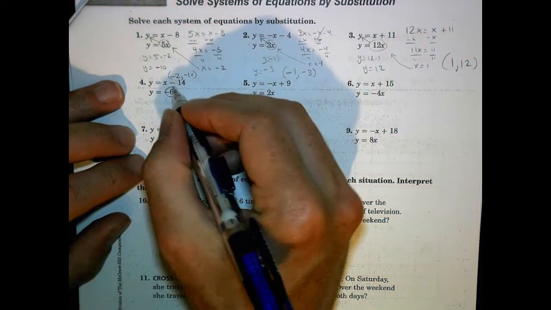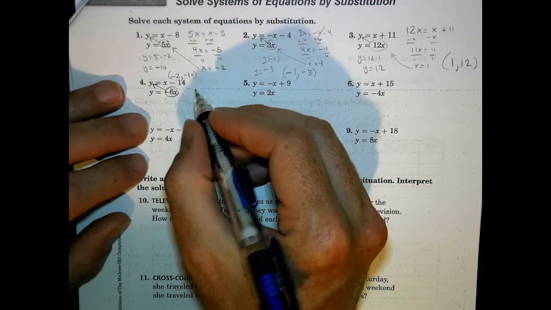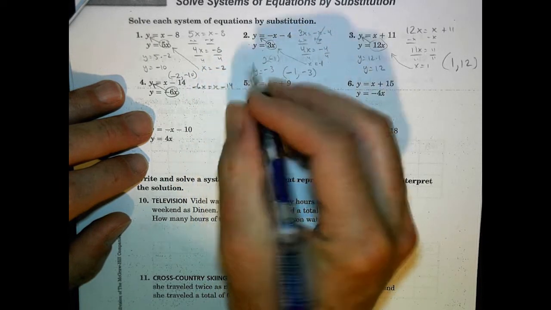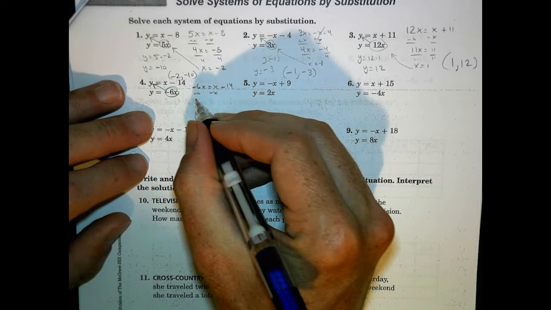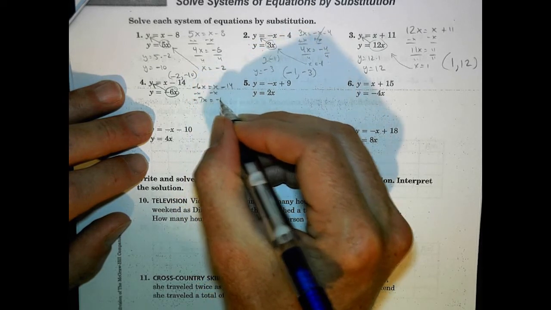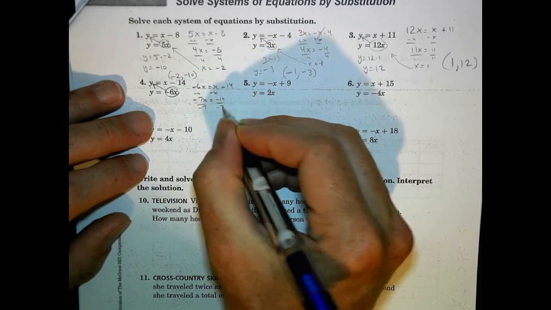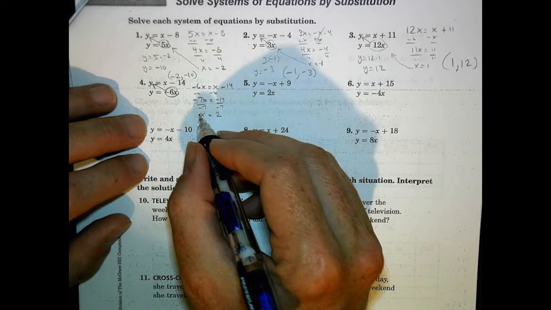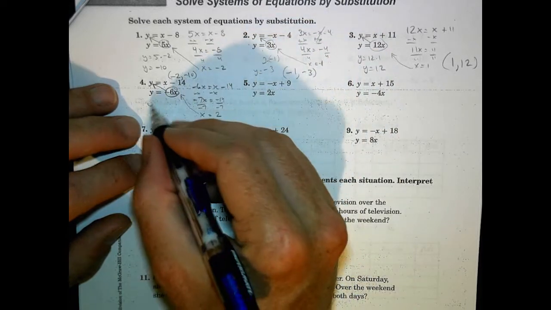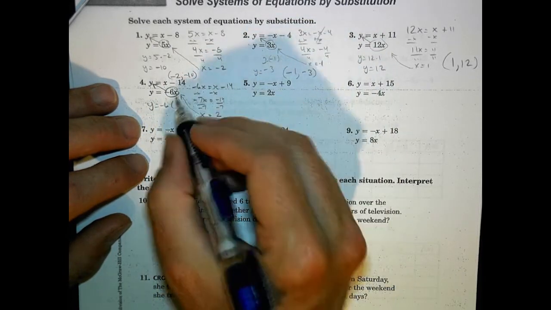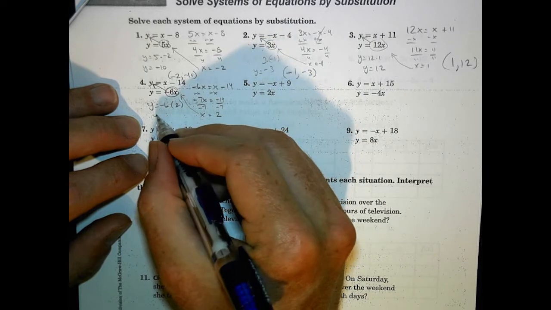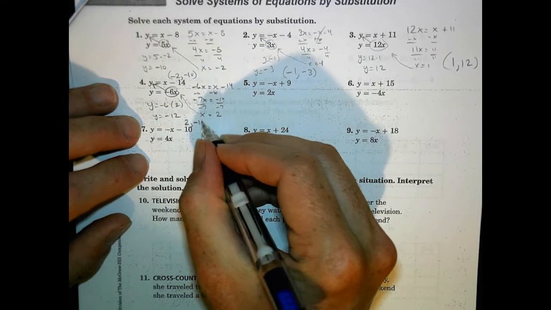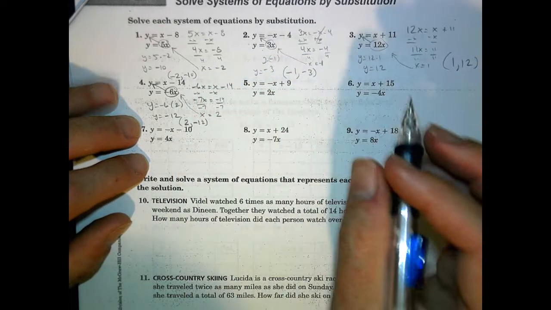Number 4, we're going to plug negative 6x into right here. And we have negative 6x equals x minus 14. Going to subtract x from both sides, so negative 7x equals negative 14. Divide both sides by negative 7, and x equals a positive 2. We'll plug that into the second equation. So y equals negative 6 times a positive 2, or y equals negative 12. So our solution becomes 2 comma negative 12. For number 5.